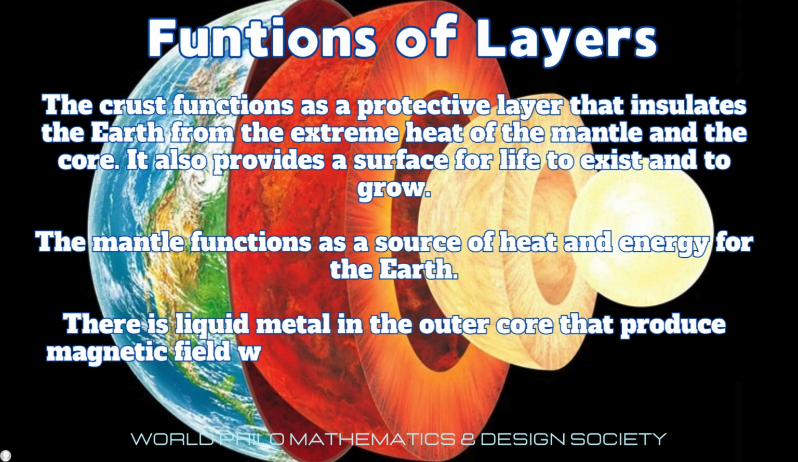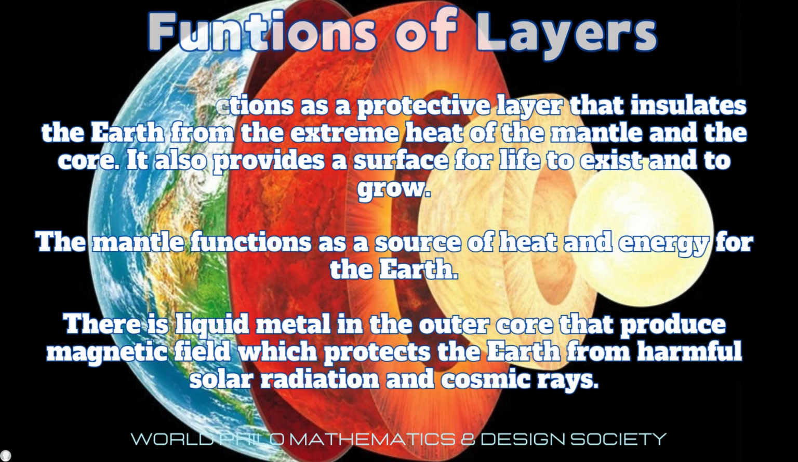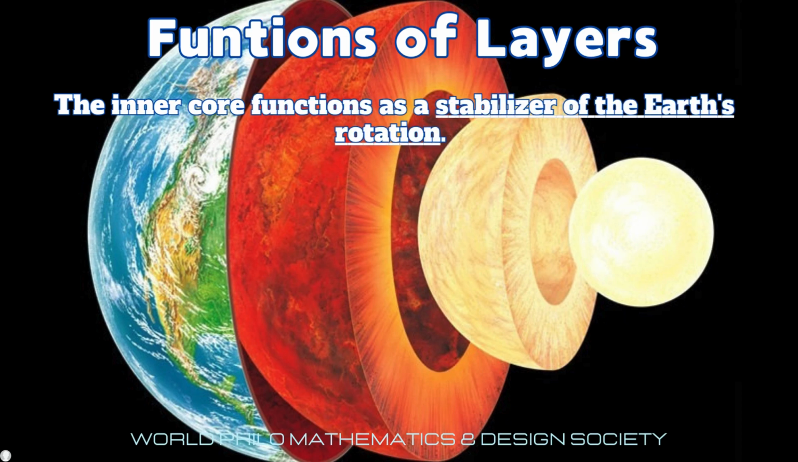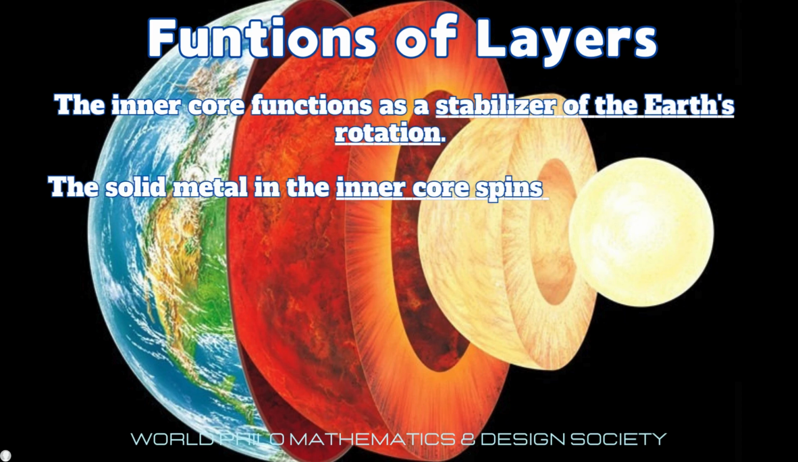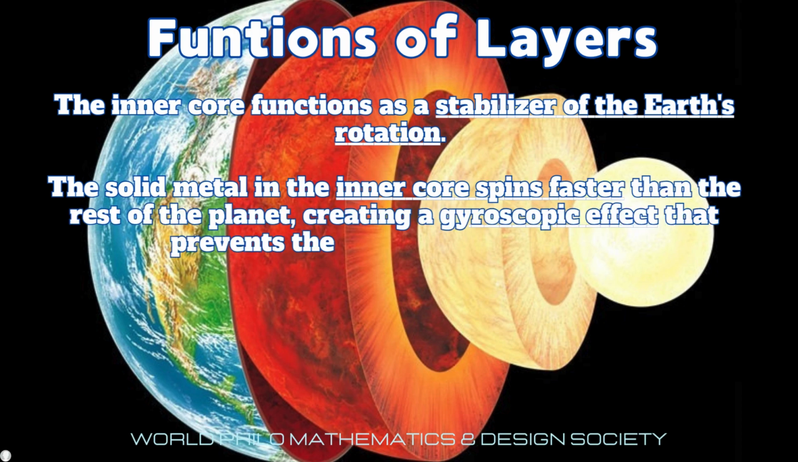There is liquid matter in the outer core that produces a magnetic field, which protects the Earth from harmful solar radiation and cosmic rays. The inner core functions as a stabilizer of the Earth's rotation. The solid matter in the inner core spins faster than the rest of the planet, creating a gyroscopic effect that prevents the Earth from wobbling.